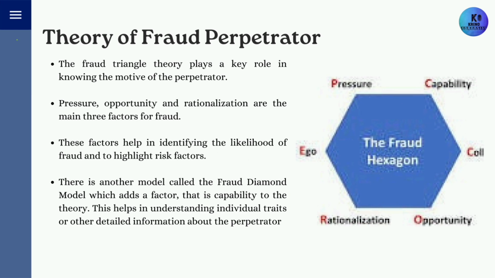We had discussed the fraud triangle. Now we are discussing the fraud hexagon. That is the theory of the fraud perpetrator. Fraud doesn't happen by accident. It grows from certain conditions. At first, we had the fraud triangle, which included pressure, opportunity, and rationalization. Then came the fraud diamond, adding capability, the skill and access to commit fraud.